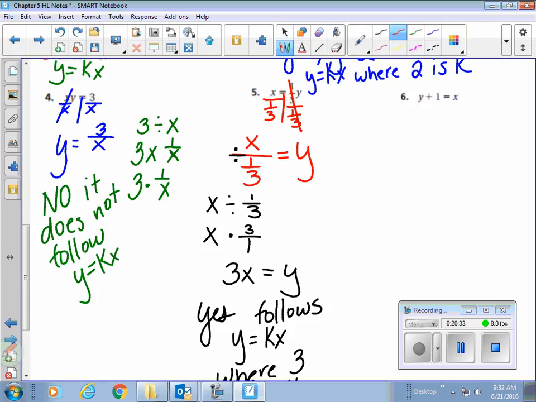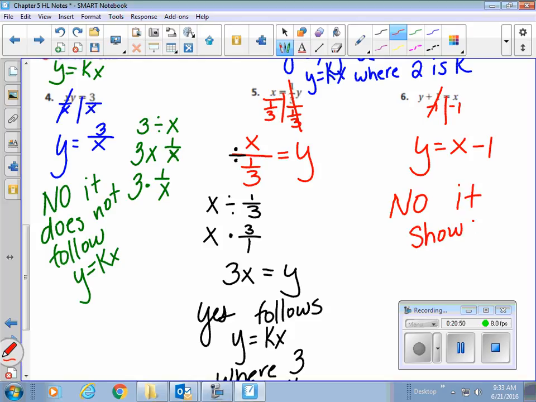In number 6, to get y alone here, I need to subtract 1 from both sides. That leaves me with y is equal to x minus 1. Does that follow y equals kx? No, because again, it shows subtraction. There's no subtraction in direct variation.